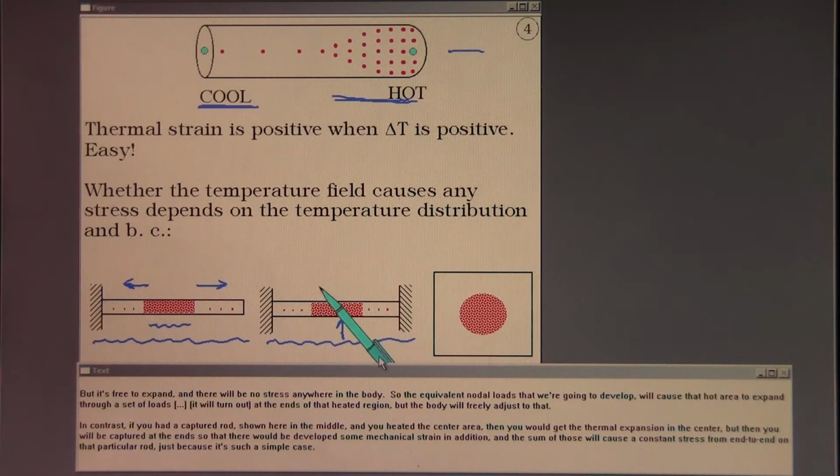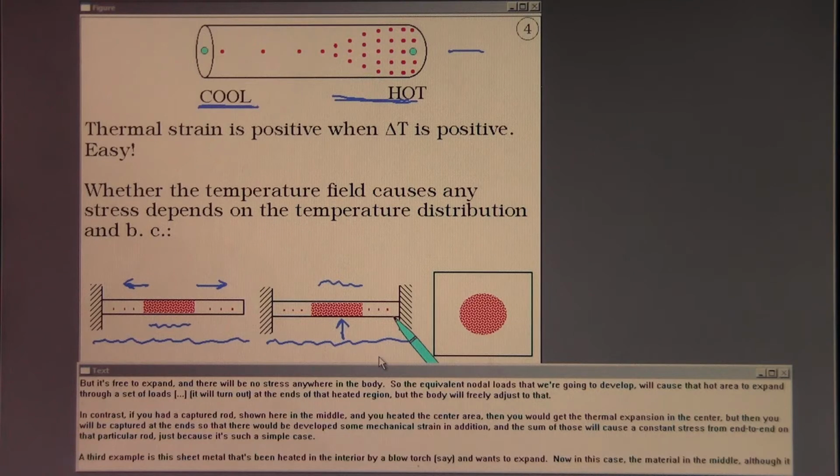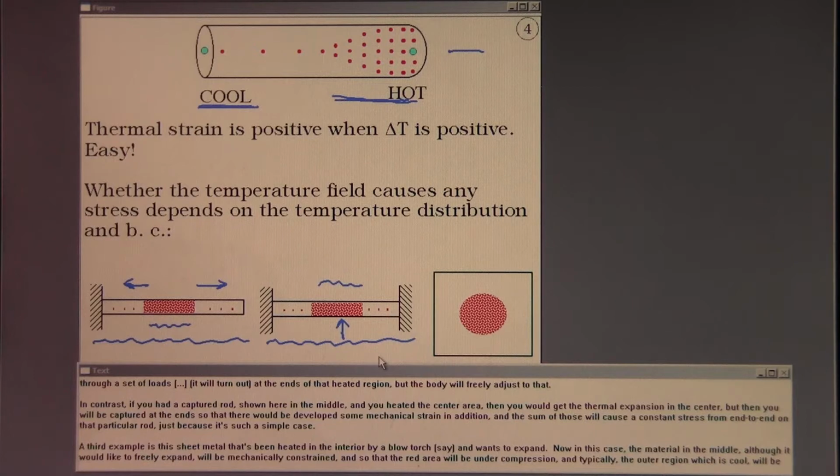In contrast, if you had a captured rod shown here in the middle and you heated the center area, then you would get the thermal expansion in the center, but then you would be captured at the ends so that there would be developed some mechanical strain in addition, and the sum of those will cause a constant stress from end to end on that particular rod, just because it's such a simple case.